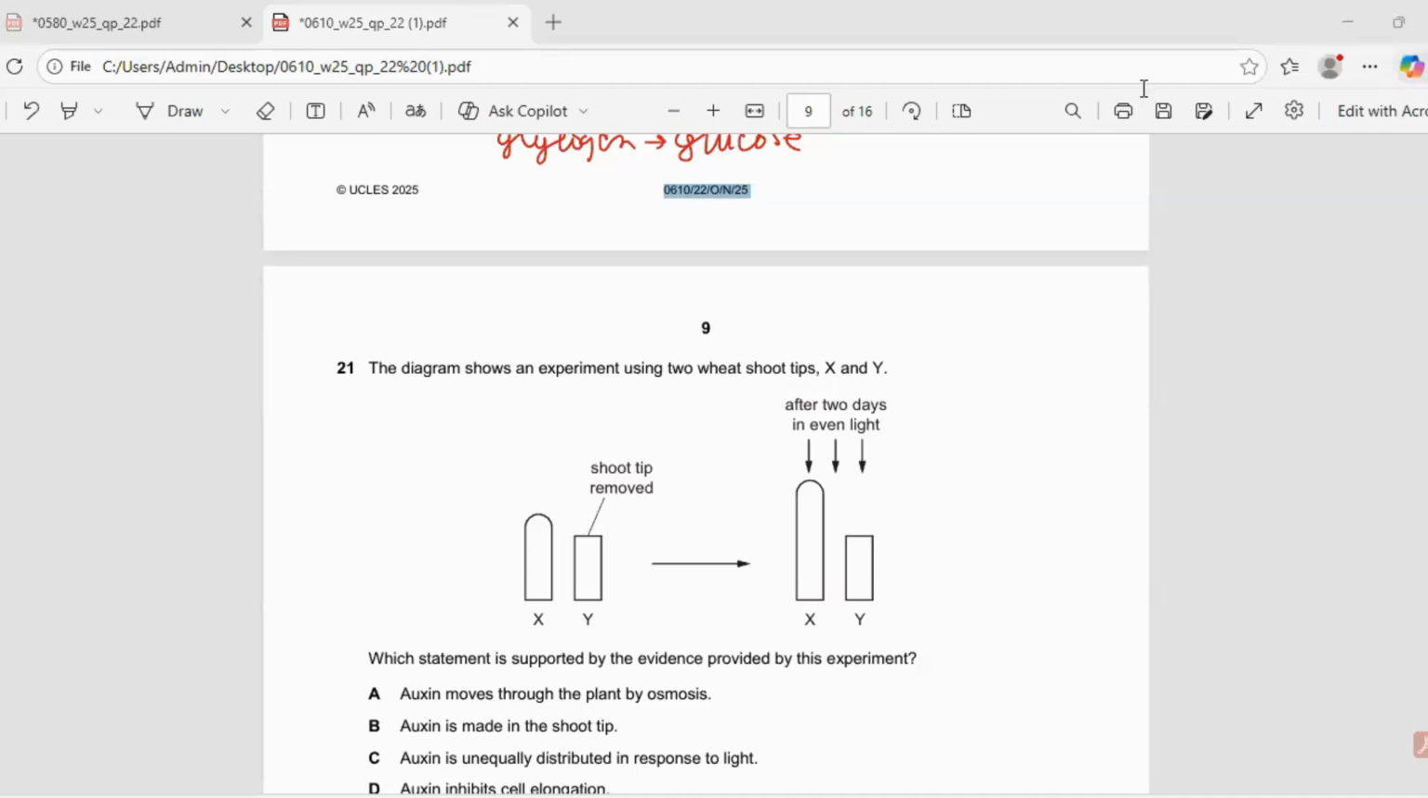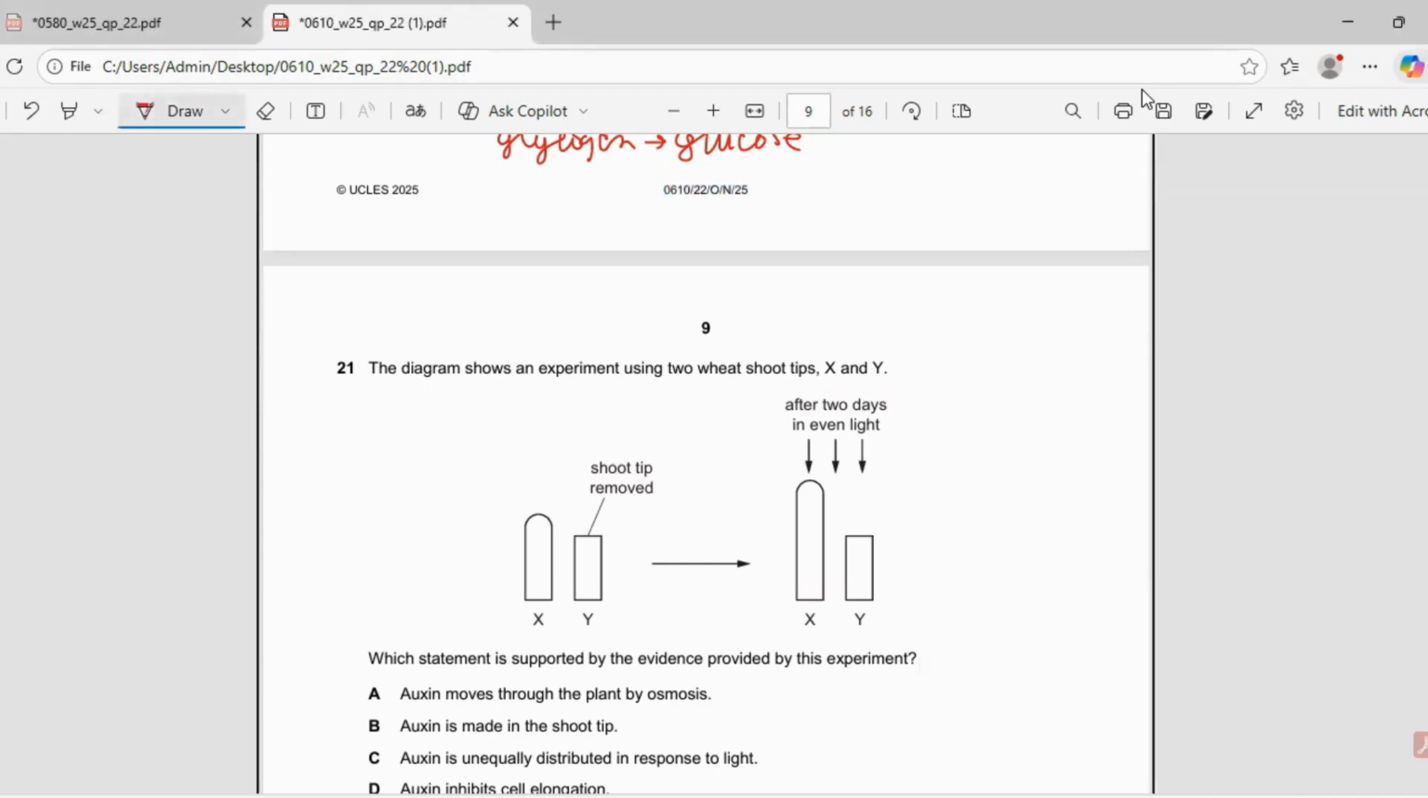Everyone. Now we will again resume with the 21st question of the October-November 2025 paper. So we had stopped on the 20th question and now we go on to the 21st question. The 21st question says, the diagram shows an experiment using 2 wheat shoots. Which statement is supported by the evidence provided in the experiment?